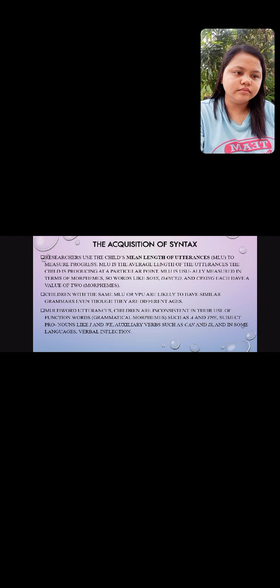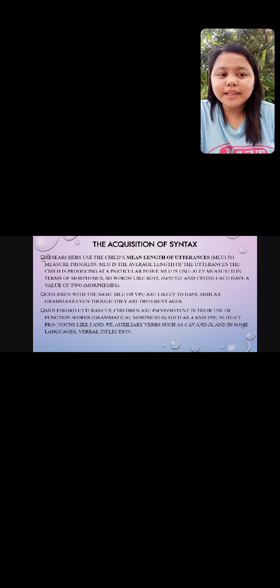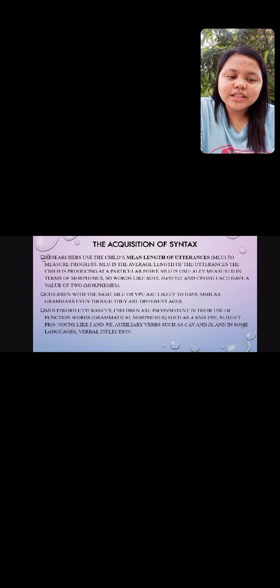Researchers use the child's mean length of utterance, or MLU, to measure progress. MLU is the average length of the utterances the child is producing at a particular point. MLU is usually measured in terms of morphemes, so words like boys, dance, and crying each have a value of 2 morphemes. Children with the same MLU are likely to have similar grammars even though they are different ages.